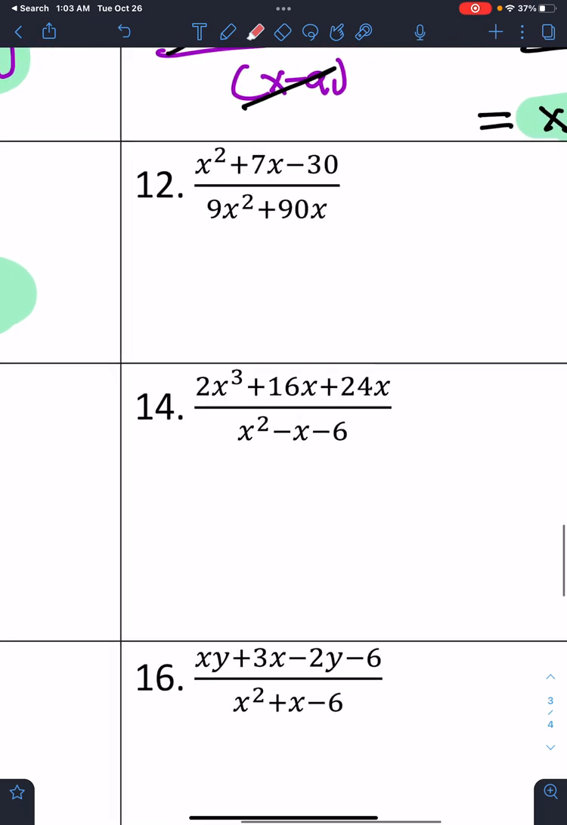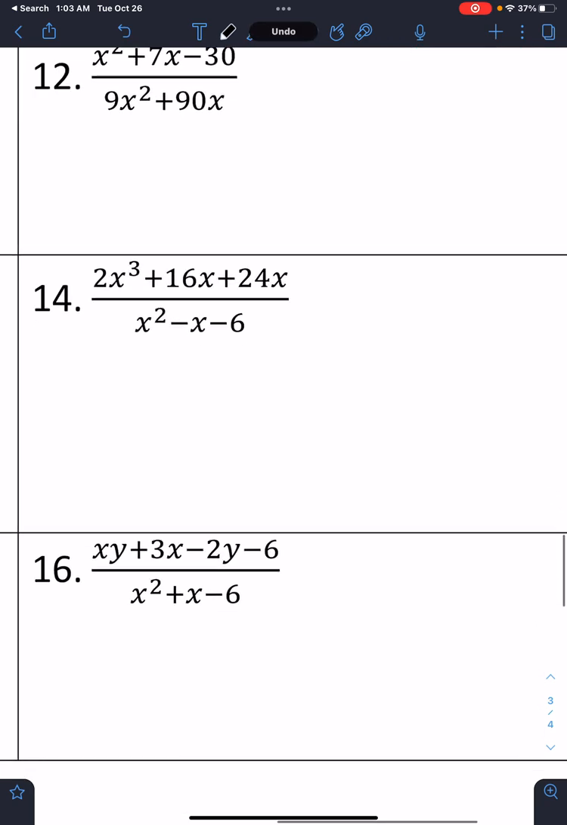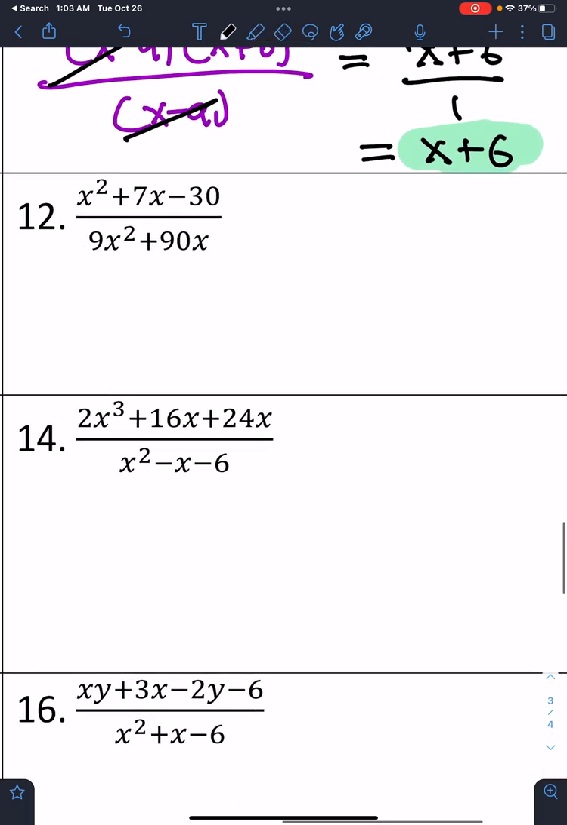All right, let's keep rolling. So number 12, 2 numbers that multiply to negative 30 and add to 7. Once again, there's a lot of different ways to multiply to 30, and I need to get a 7. So what pops up to my head is 10 and 3.